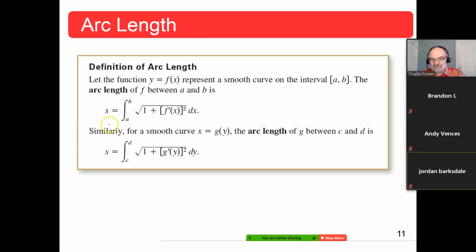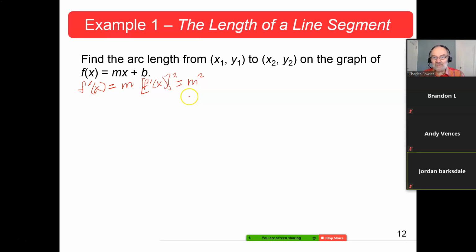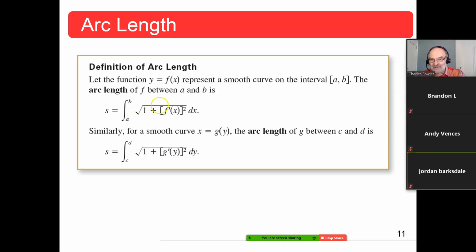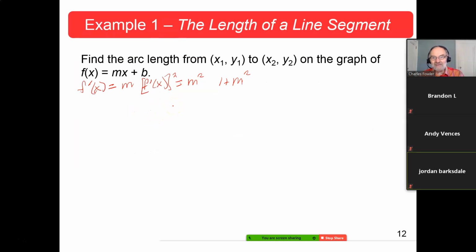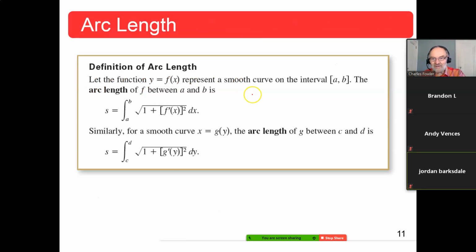What's the next thing we're going to do? Add 1 to it. Okay? So what we wind up with is 1 plus m squared. What's the next thing we're going to do? Take a square root of it. Okay? So we'll take the square root of 1 plus m squared. Okay? And then we put that in our integral, and these are the limits of x.